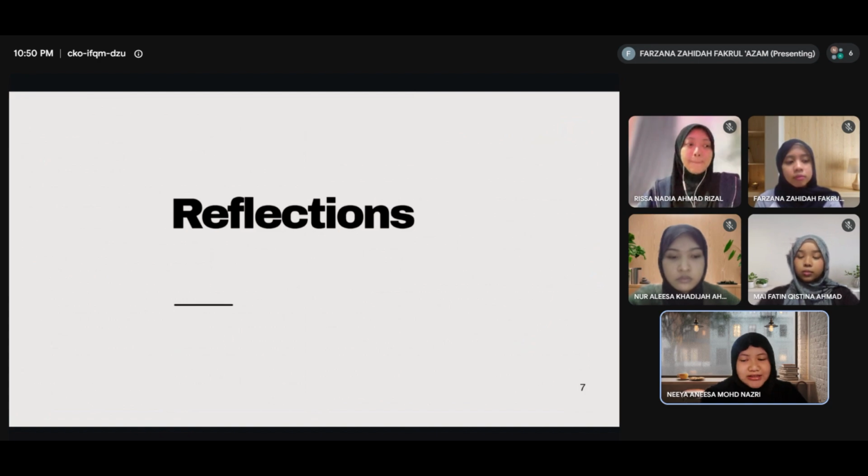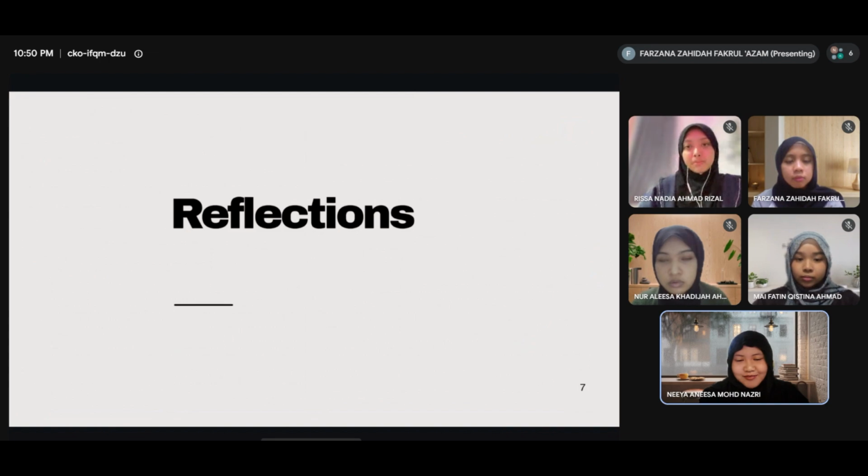So by translating it, we need to understand what the message is actually about. And I think by working together with my group members, I learned how different interpretations can contribute to a stronger translation and analysis. So overall, the experience improved both my literary awareness and collaborative skills. So now I will give the floor to Fatin Christina.